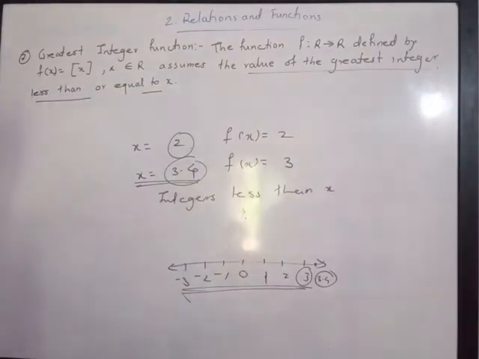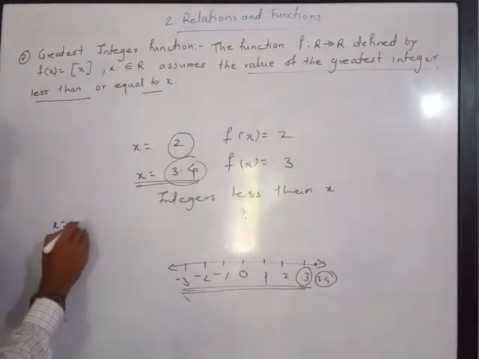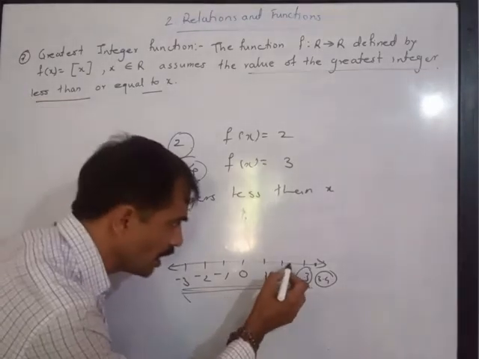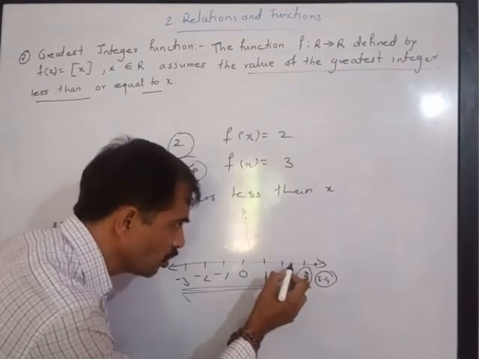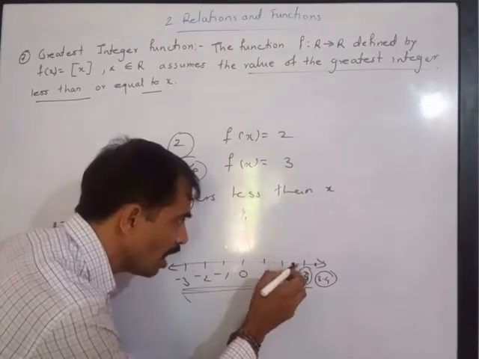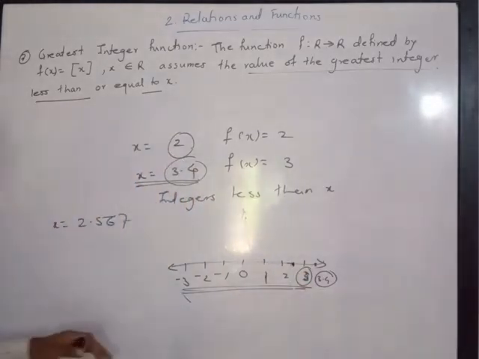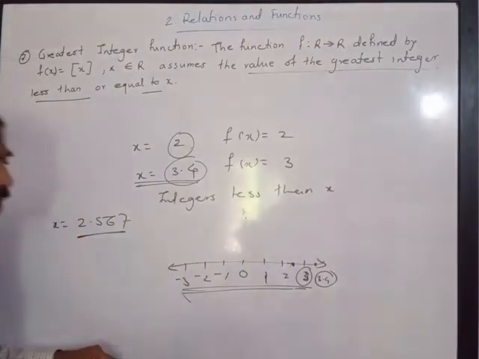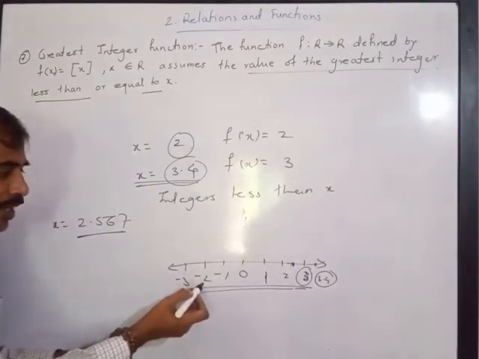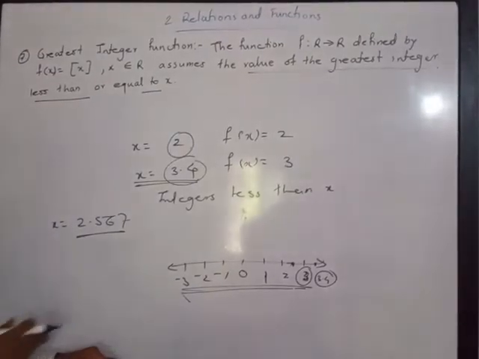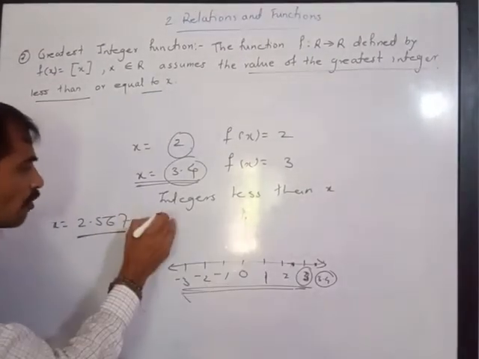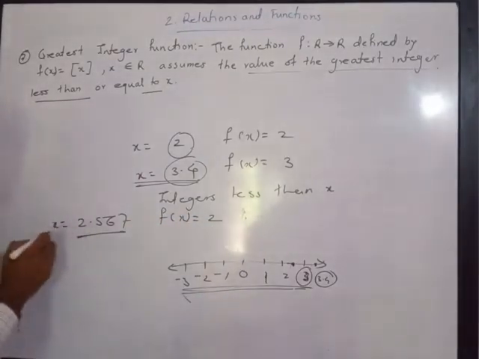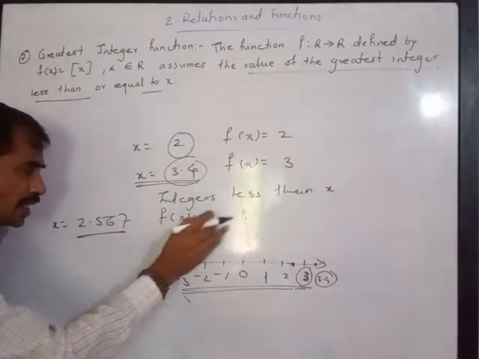Let's take another example. If x is equal to 2.567, this will be somewhere here. This is the complete number 3, and 2.567 will be somewhere here, that is more than half. Now all the integers less than x, that is less than 2.567, are 2, 1, 0, minus 1, minus 2, minus 3, minus 4 and so on. We want among them the greatest, which is 2, so f of x is equal to 2. Understand this? So if x is equal to 2.567, f of x is equal to 2.